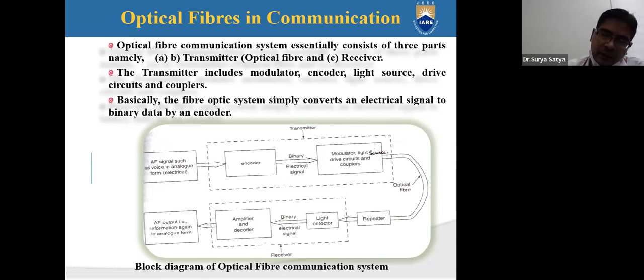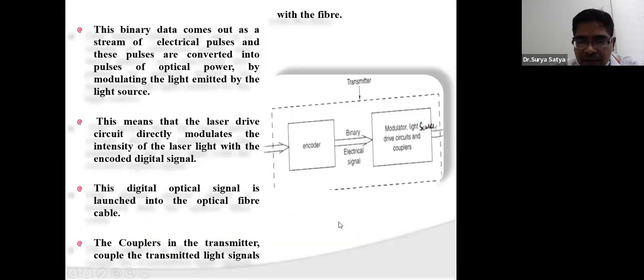That will be given to the encoder, right? The purpose of the encoder is to convert the electrical signals to binary data, and then it goes to another block, that is the modulator. After the light is encoded, it reaches the fiber, and we have some repeater.